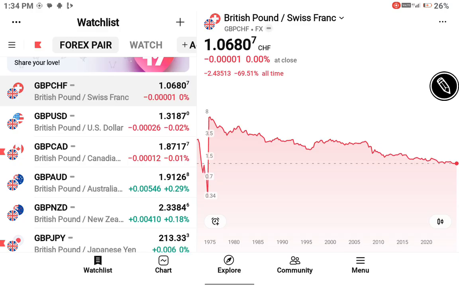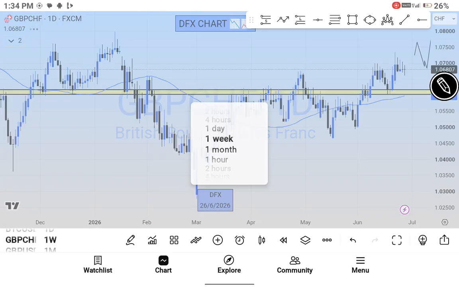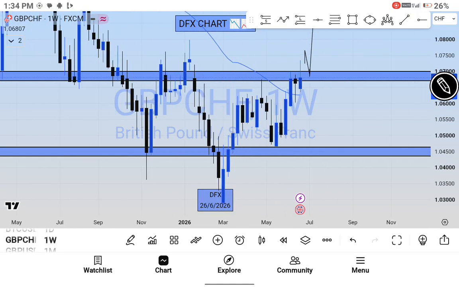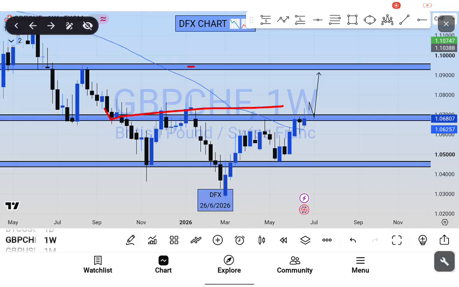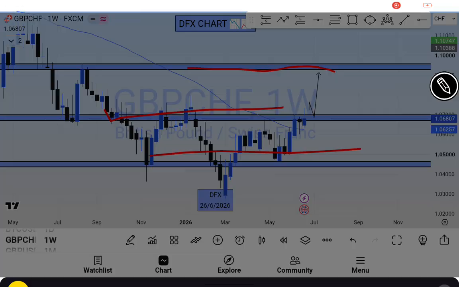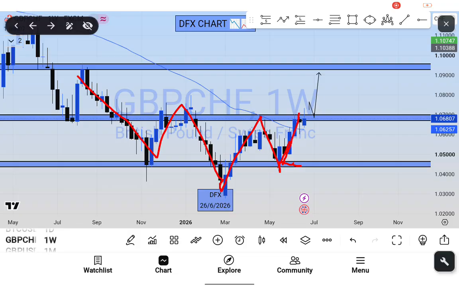So let's get started. Now, pound CHF on a weekly time frame. What do we have? We can see we have our key levels plotted. The market gave us a series of lower lows and lower highs, broke below but couldn't sustain below, then broke above the resistance that turned support, and we have buying pressure from here, and the market has moved to the upside.